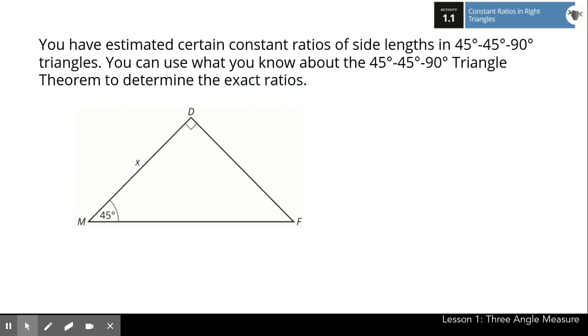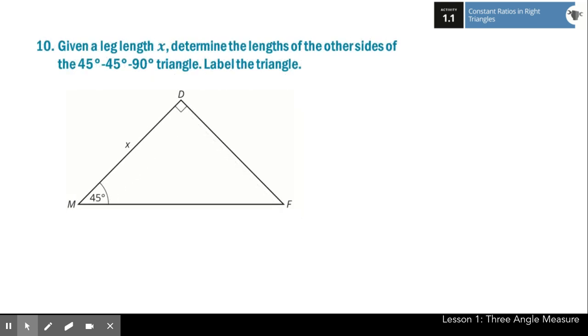So you've estimated certain constant ratios of side lengths of 45, 45, 90 triangles. You can use what you know about this, and this would be the 45, 45, 90 triangle theorem, to determine exact ratios. So we are on page 127 at this point. So question 10 says, given a leg length x, determine the lengths of the other sides of the 45, 45, 90 triangle. So we don't have an actual value of the side length. We're going to use x instead. And so all the other side lengths will probably contain x as well.